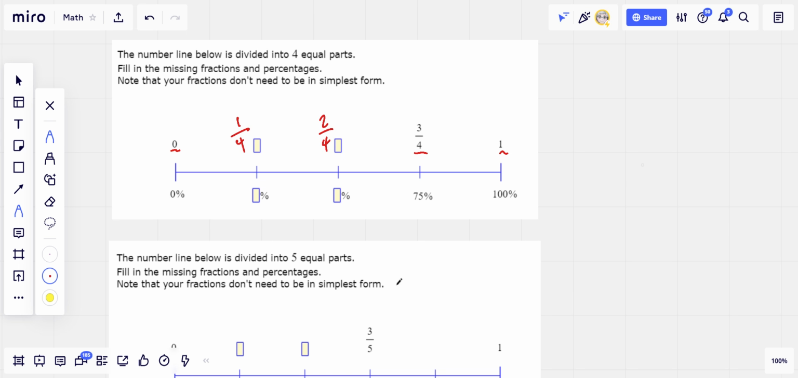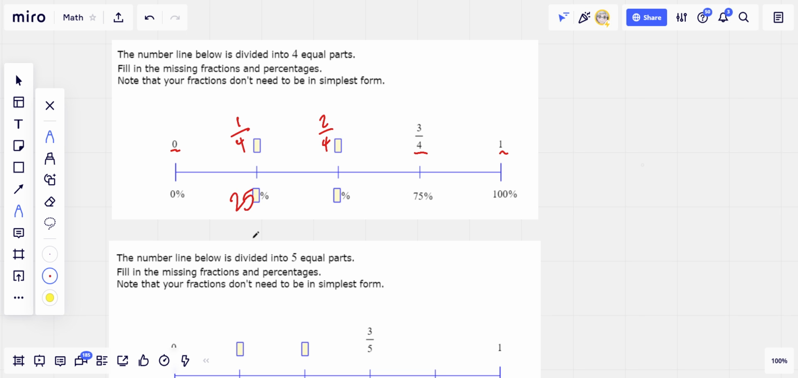And then what are the percentages for these? Well, we have one of them filled in already, the 75%. We also have 0 and 100%. 1 is always 100%. But what about 1/4 and 2/4? I think the easiest way to remember this, if you're not sure, is to think about quarters and a dollar. 1/4 of a dollar is 25 cents. That's 25%. So 1/4 is 25%.